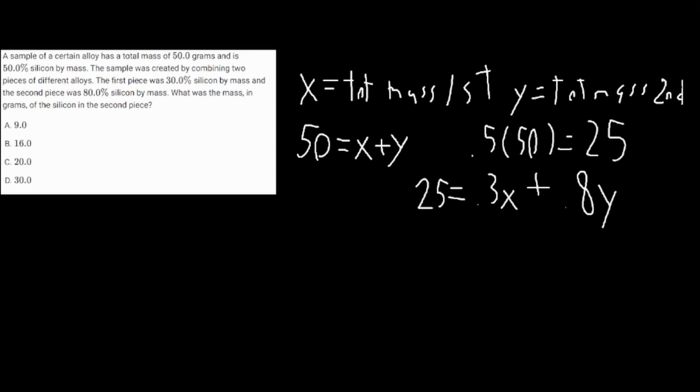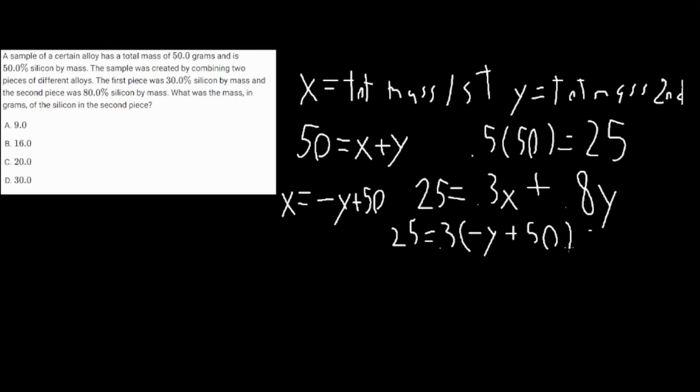Now, we're trying to find the mass in grams of the silicon in the second piece. So I am going to start off by finding what x is, so we can then plug it into the second equation and solve for y. So x equals negative y plus 50. Plugging that in, we get 25 equals 0.3 times negative y plus 50, plus 0.8y.